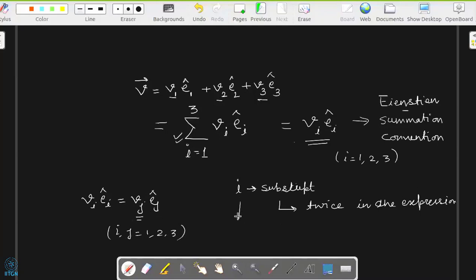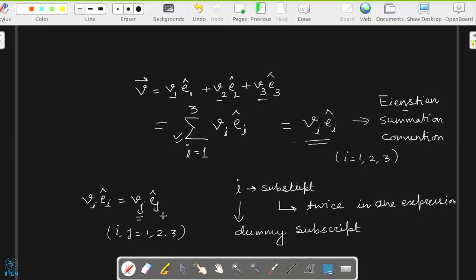So actually it is a kind of dummy subscript. Either we use i, j, k, l, m, n, it is not going to make any difference. The only thing is, in the expression it comes twice. Whenever in an expression any index or subscript comes twice, it means that we have to do summation over that subscript. Okay, so this is the summation convention.